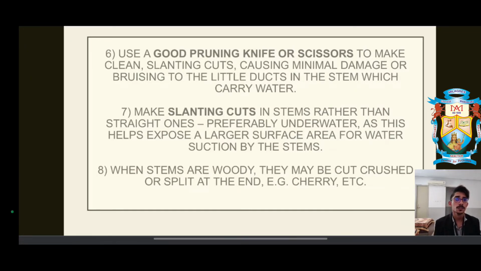As I said, we use something called a secateur, which is mainly meant for flower arrangement. That is, it can cut through very hard stems. So basically that is why we use a good pruning knife or a good pruning scissor.